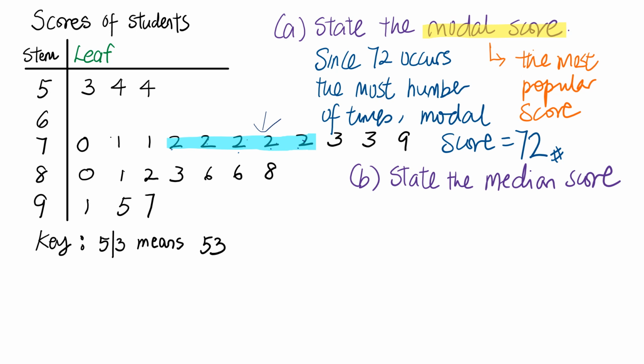So there are 24 students altogether. So the two middle positions will be 24 divided by 2. That gives you the 12th and the 13th position. All right, 24 is an even number. So if it's an even number, you would have 2 middle positions. Okay, 24 divided by 2, the 12th and the 13th one.